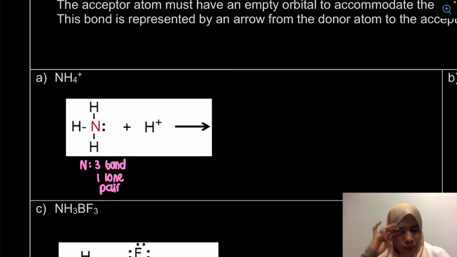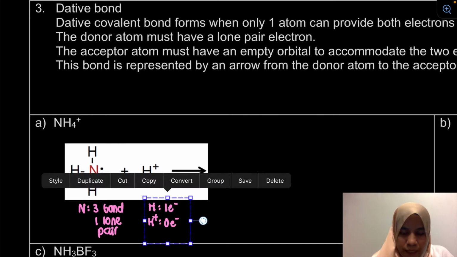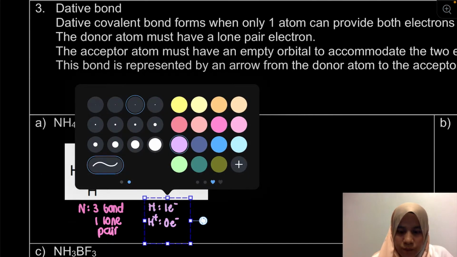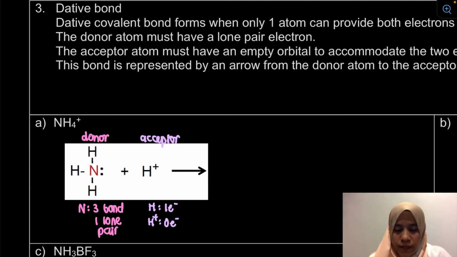How about H⁺? Hydrogen has 1 electron, but H⁺ means it has 0 electrons. It really has no electrons. So in this case, which one will be the donor and which the acceptor? I'll use a different colour. In this case, our nitrogen is the donor and our hydrogen is the acceptor, because it has an empty orbital. It has no electrons at all. So what happens here is that I'm going to draw for the case of H and H.